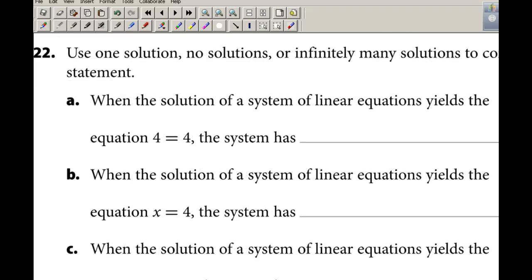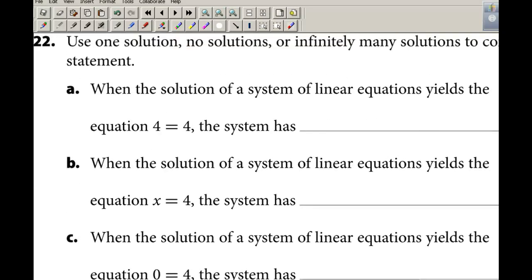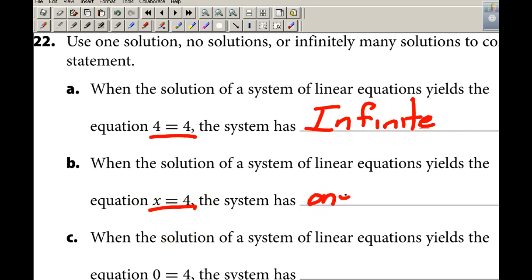Okay. What about here? What happens if you get this kind of answer? What's the answer? Infinite. What happens if you get just like x equals 4? How many solutions? Yeah, one solution. What happens if you get like 0 equals 4? No solution. Yeah.